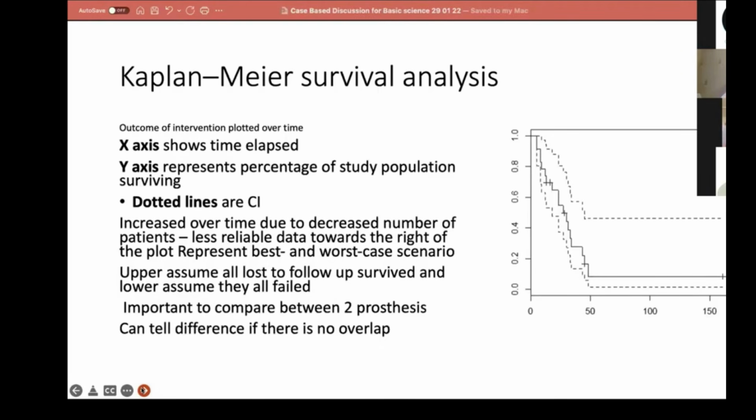The confidence interval widens over time due to the decrease in the number of patients. There is less reliable data towards the right side of the plot. The dotted lines represent the best and worst case scenario: the upper dotted line assumes all those lost to follow-up survived, and the lower assumes they all failed. It is important when comparing two prostheses: you can tell a difference if there is no overlap. That's really nice.